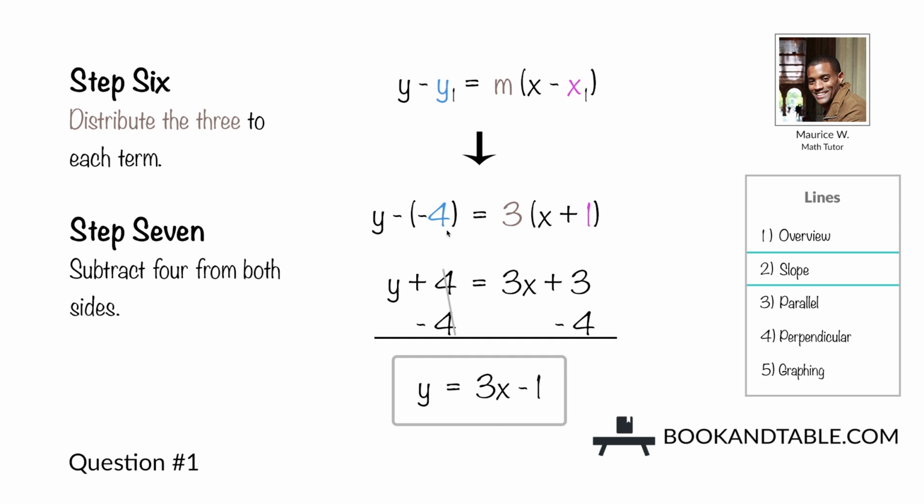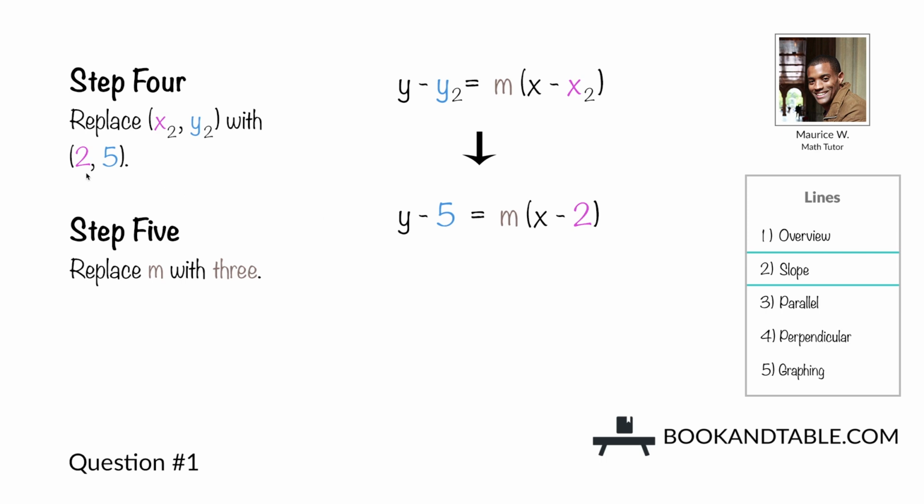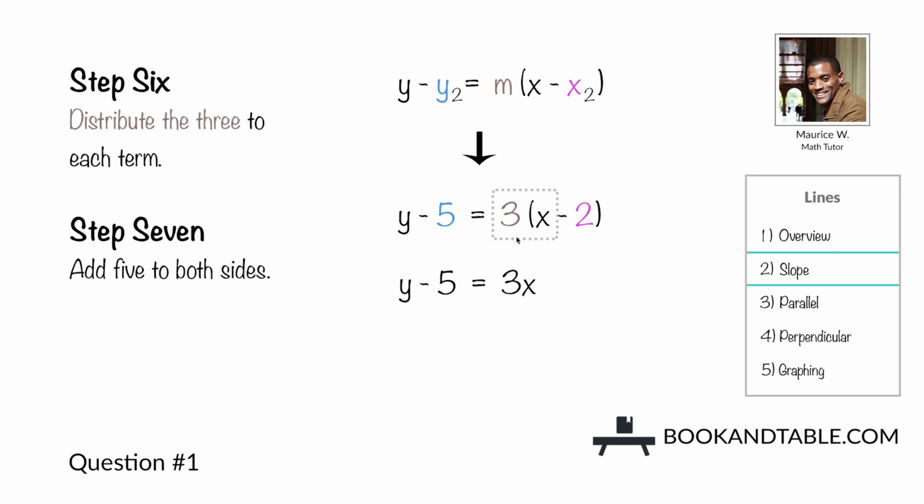You could have also used the second point, (2, 5). So if you replace x2 with 2 and y2 with 5, and then you replace the slope with 3, and now step 6, you want to distribute this 3 to the x and negative 2. 3 times x is 3x. 3 times negative 2 is negative 6. So we wind up with y minus 5 is equal to 3x minus 6.